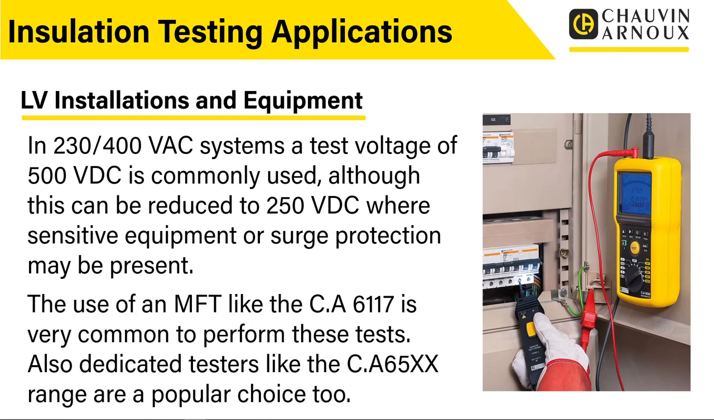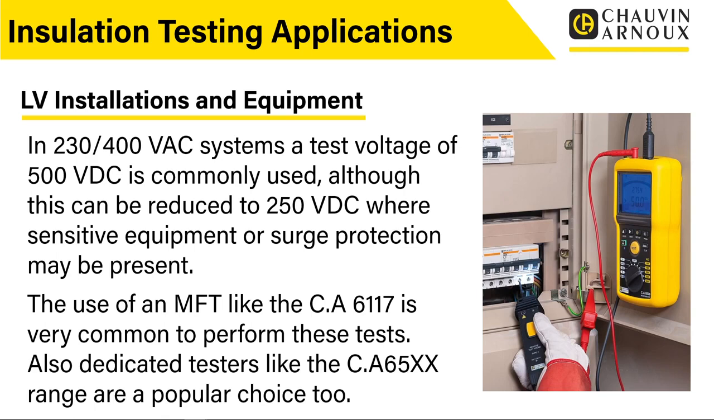The use of a multifunction tester, like our CA6117, is very common to perform these tests. Most electricians carrying out this type of testing will use the multifunction tester that they use for earth fault loop impedance testing and RCD testing. They will have an insulation resistance range on that, just like our CA6117 has. You turn to the insulation resistance range, you select the appropriate voltage, and you carry out the test that way round.